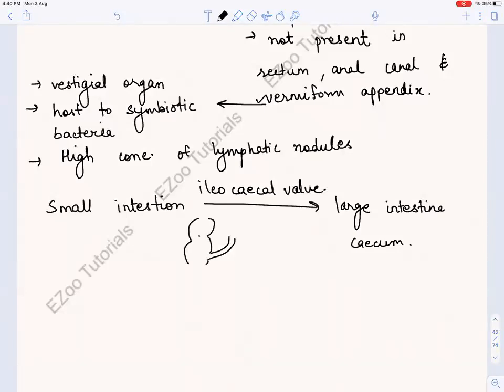This is the cecum, and here we will draw the appendix, and this is the small intestine, and there is this valve present. This is the ileocecal valve. So this becomes the first part. Now the food goes to the cecum.